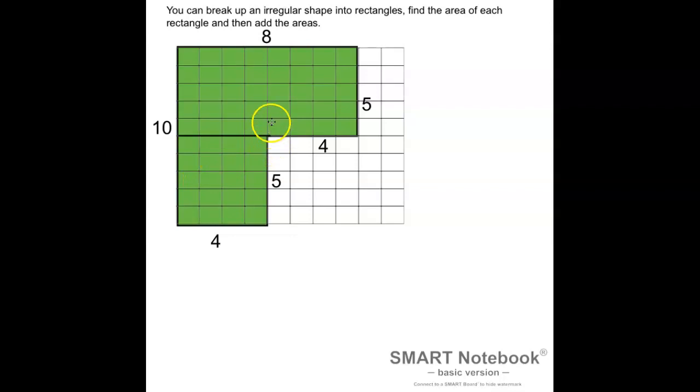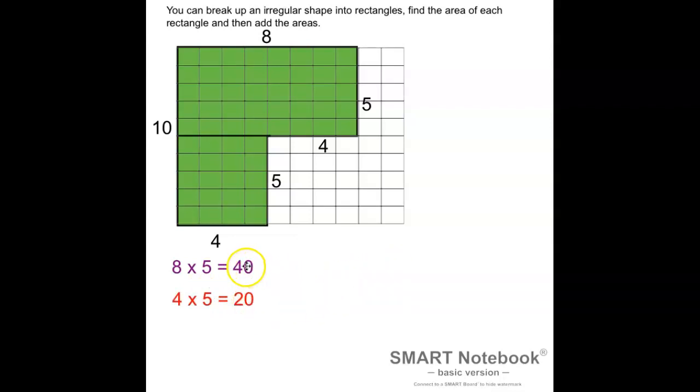I'm going to find the area of the first rectangle. Now, this first rectangle has a length of 8 and a width of 5. So I'm going to multiply 8 times 5, and we know 8 times 5 is 40. Now let's look at our next shape. Length of 5, width of 4. 4 times 5 equals 20.